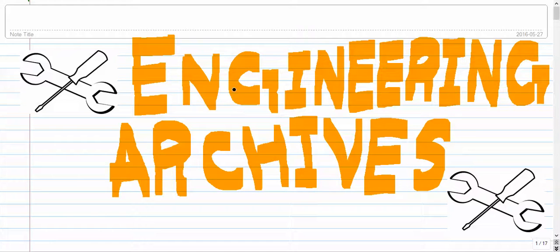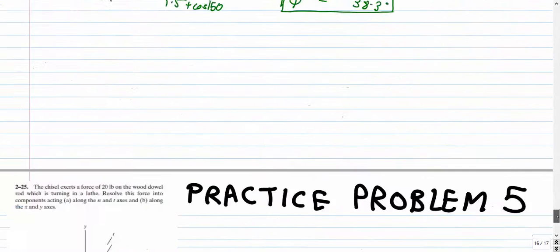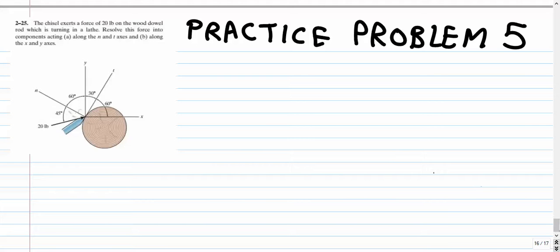Let's now look at our practice problem number 5. So this problem says, the chisel exerts a force of 20 pounds on the wood dowel rod, which is turning in a lathe. Resolve this force into components acting along the N and T axes and along the X and Y axes.